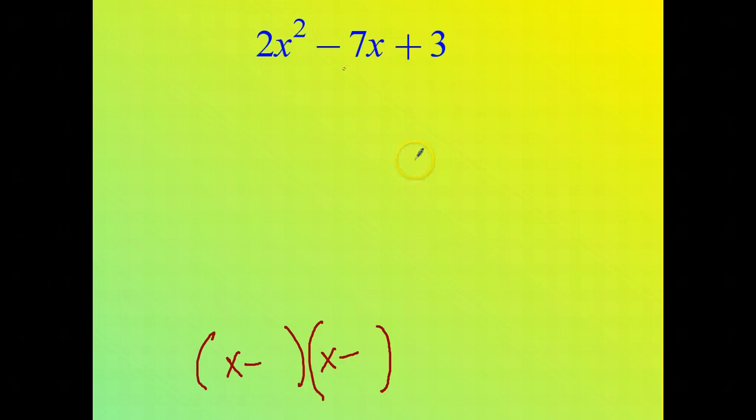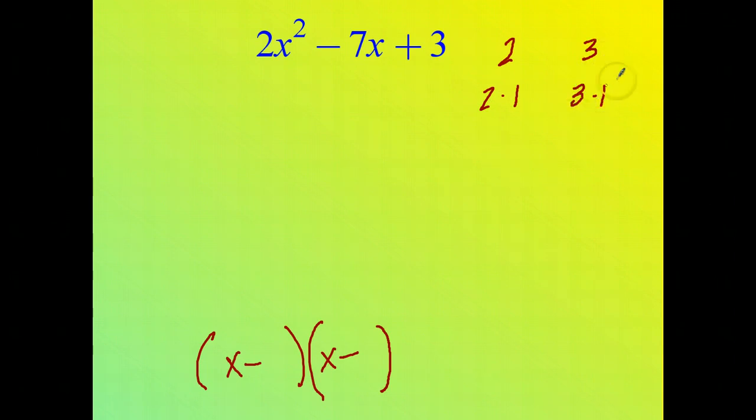Okay. Well, really, what you want to do here is look at using the factors of 2 and the factors of 3, right? So let's list our factors. For 2, the factors are 2 times 1, and that's it. And then we have 3, and our factors here are 3 times 1.